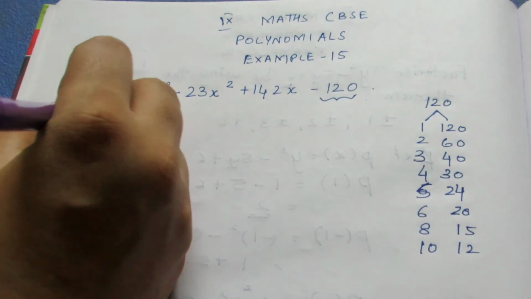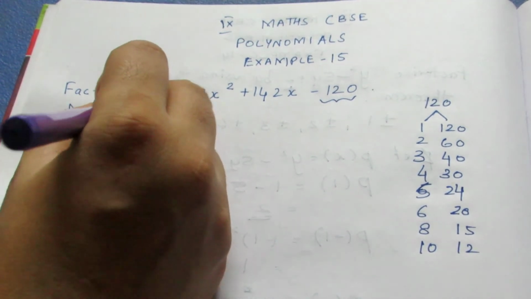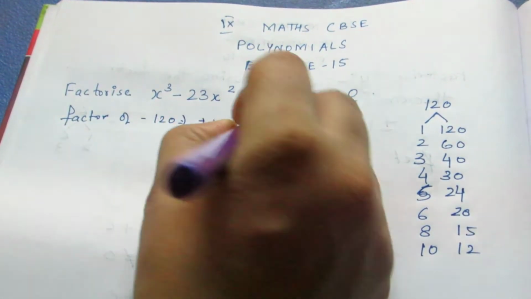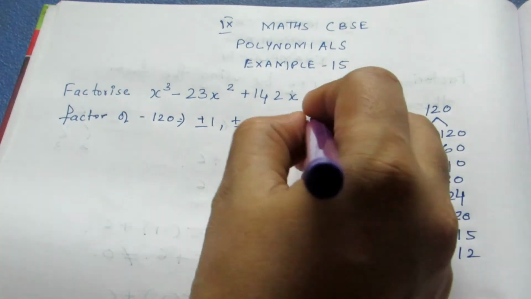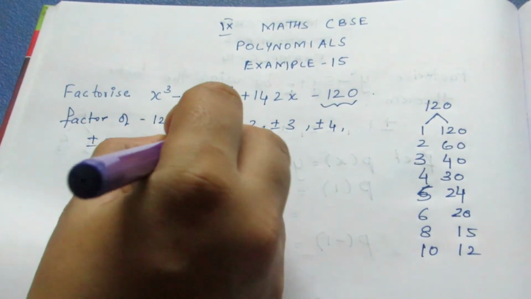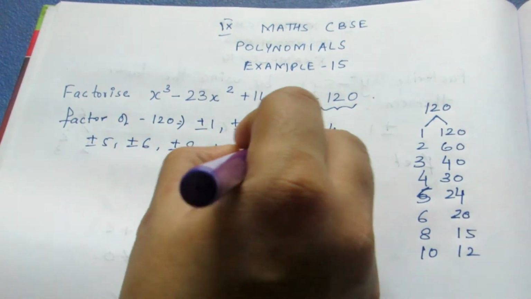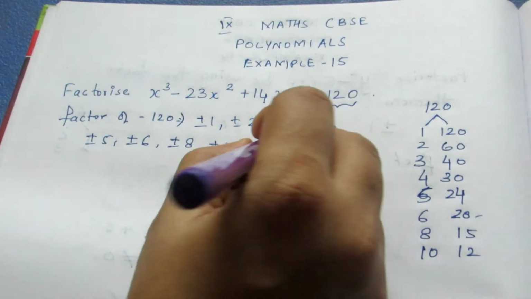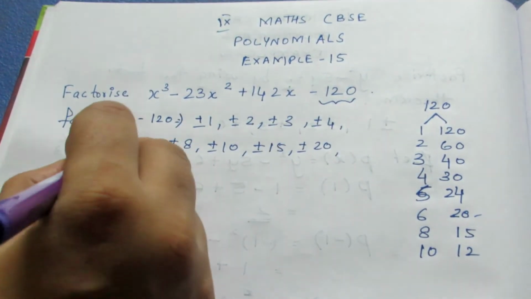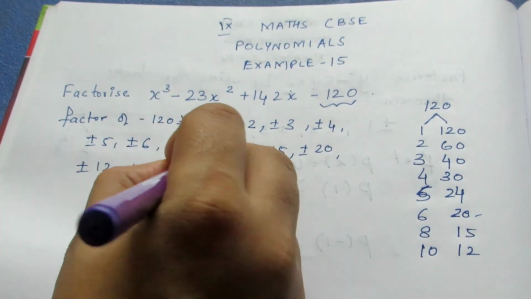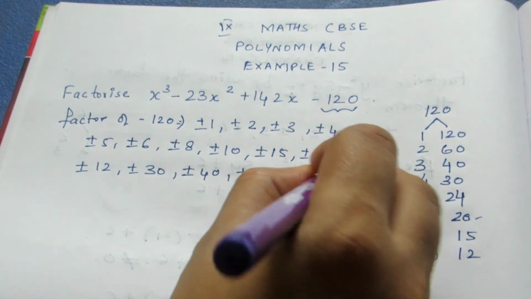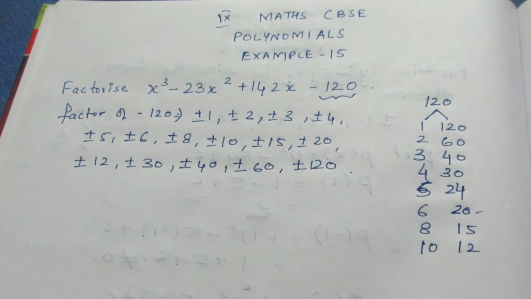So the factors of 120 can be plus or minus 1, plus or minus 2, plus or minus 3, plus or minus 4, plus or minus 5, plus or minus 6, plus or minus 8, plus or minus 10, plus or minus 12, plus or minus 15, plus or minus 20, plus or minus 30, plus or minus 40, plus or minus 60, and plus or minus 120. These are the factors of minus 120.